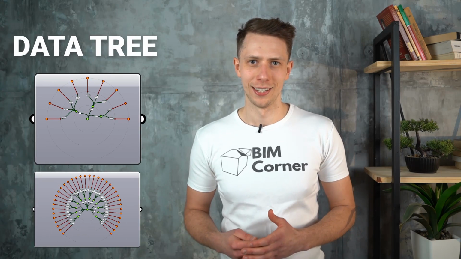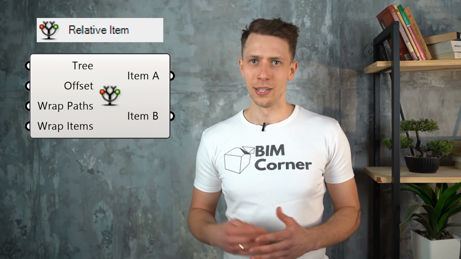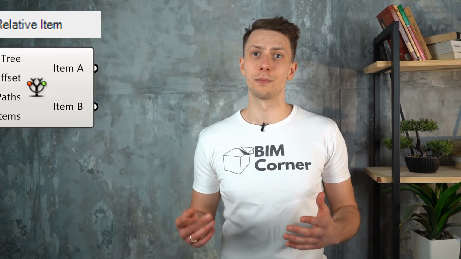My name is Chris, and in this video I will continue your favorite series about data tree structure. There is one component in tree ribbon whose utility is not quite obvious and straightforward. I'm talking about relative item. In the practical example I will try to explain how this component works and how to use it properly. Hope you're going to like it.